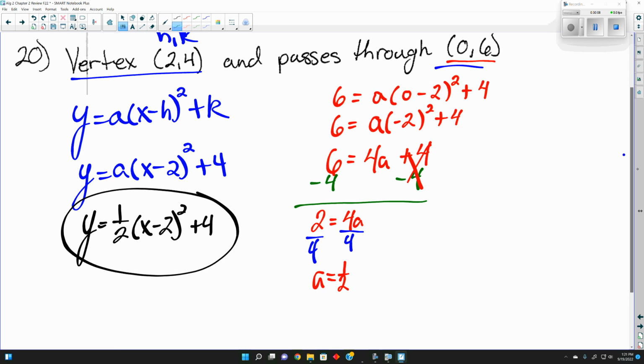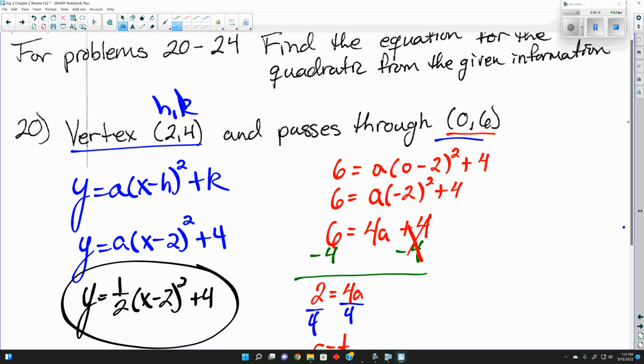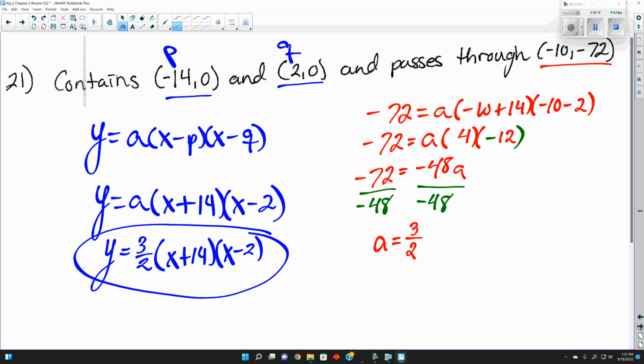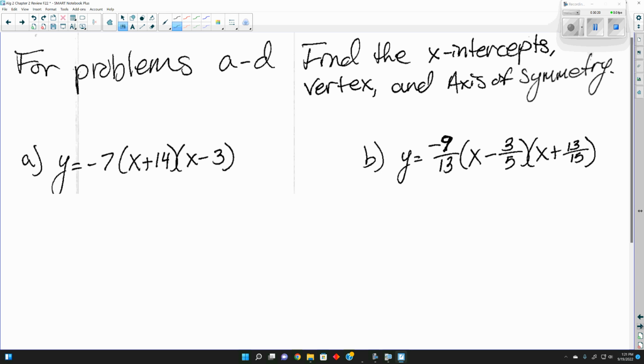Any other questions on this here? Do we feel comfortable with 20 through 24 with these here? And these here are the last ones, A through D, yes? I threw these in because I realized after I ran a copy of the review sheet off, I didn't include these. So I threw them in.